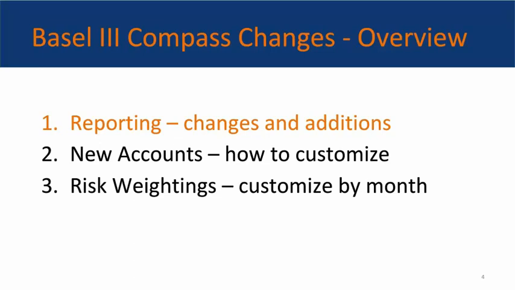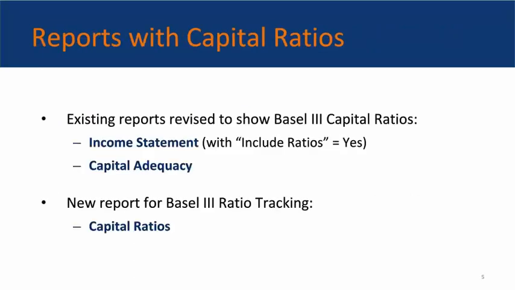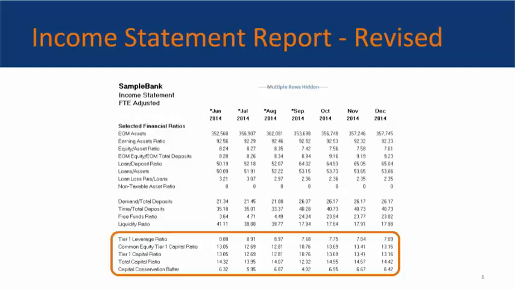So let's take a look at the specific changes in Compass. We'll start with reports. Two existing reports have been changed and a new report has been added. We've changed ratios at the bottom of the income statement report, and the capital adequacy report has also been updated. We've added a new report called Capital Ratios that lets you see the details behind the calculations, both for history and projected periods. Here's what the changes look like.